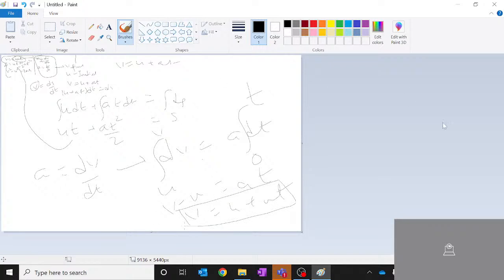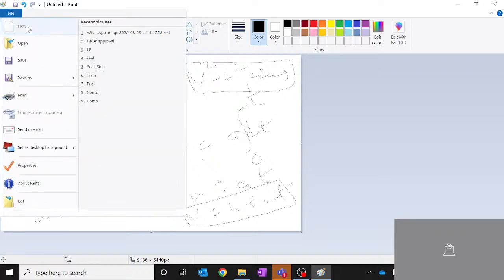Similarly, you can do the third equation derivation as well. That is v square minus u square is equal to 2as. You can do this as well, but understand there is no term t in this. So can I simply write, if I am saying okay, I'll just take a new sheet.